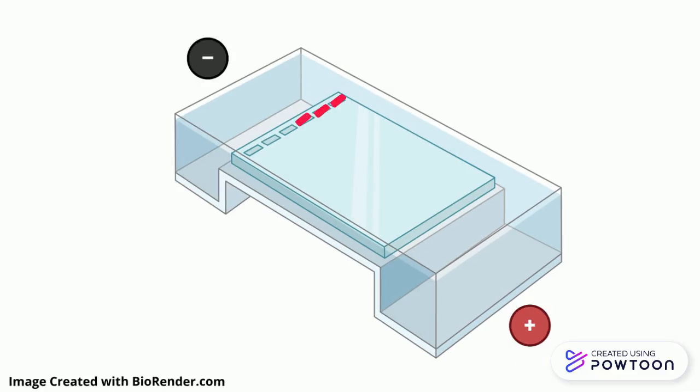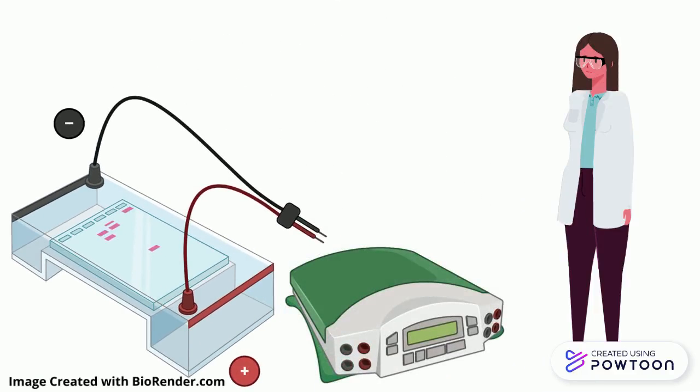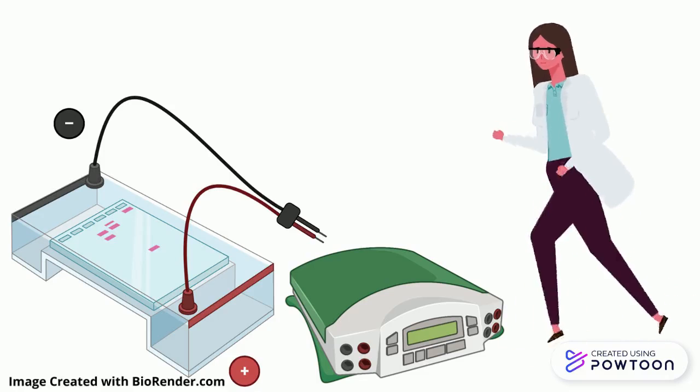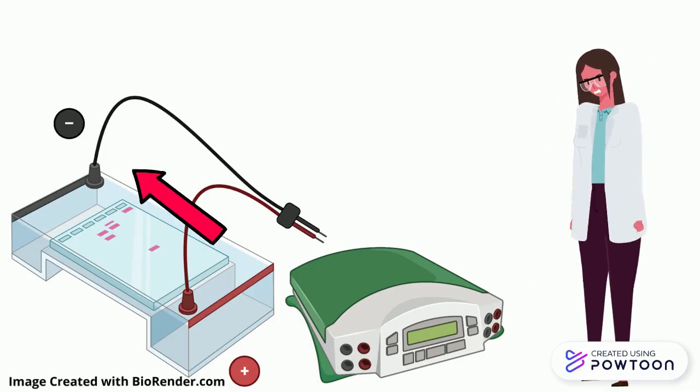Once the sample is loaded, the chamber can be connected to a power source. But always remember that your sample will run towards red. So if you incorrectly attach your anode and cathode, your sample will run off the gel into the buffer.